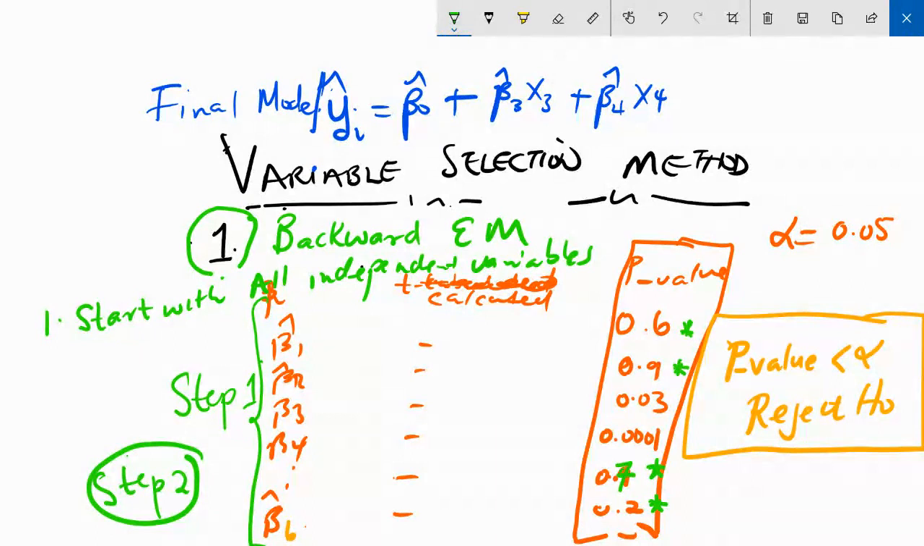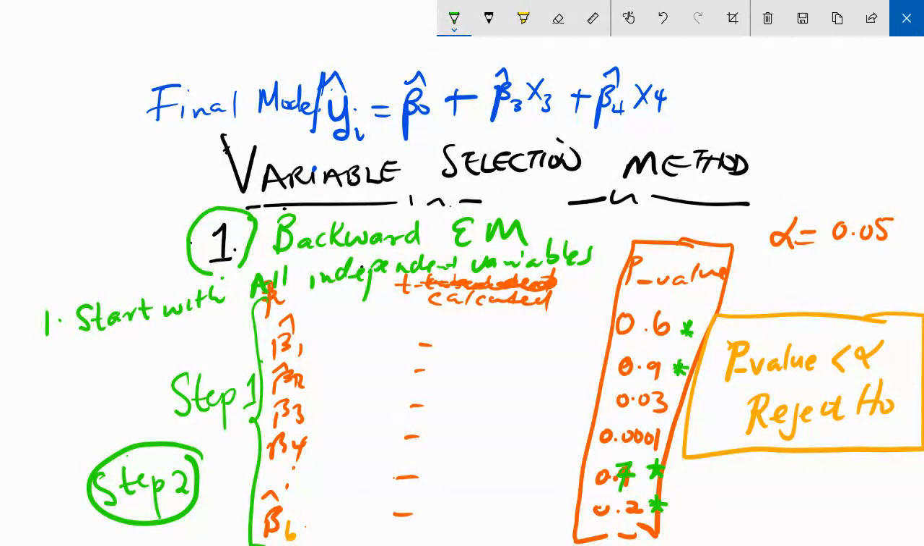Then after removing it, we'll repeat the process again without that variable which we removed, and also the p-values are going to change. So we're going to remove the second one, which will be highly insignificant. After removing that one, we continue with the process until all the variables which are left are significant. It means their p-values will be less than alpha.